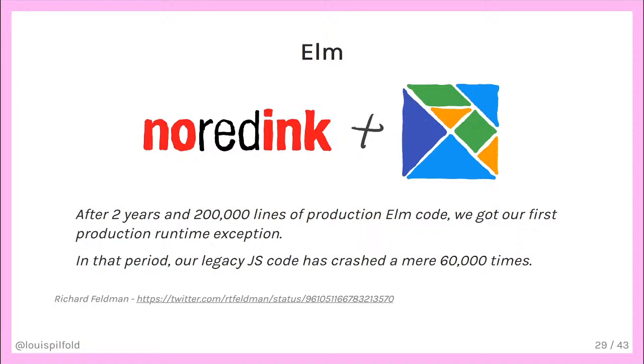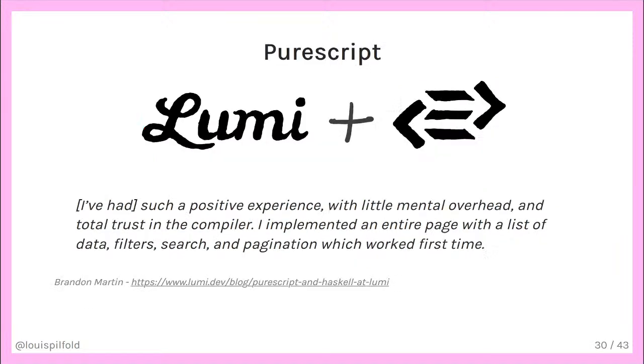After 2 years and 200,000 lines of production Elm code, we got our first production runtime exception. In that period, our legacy JavaScript code has crashed a mere 60,000 times. Again, quite impressive. But that's not to say that the engineers at No Red Ink and Facebook are without error. They're going to make just as many mistakes as you or I. The key takeaway here is that they have a way of discovering and fixing their mistakes before they get into production.